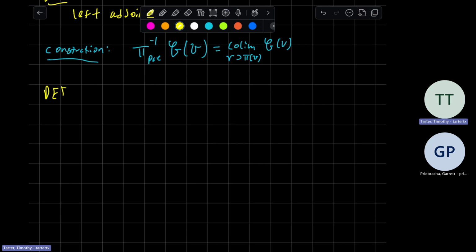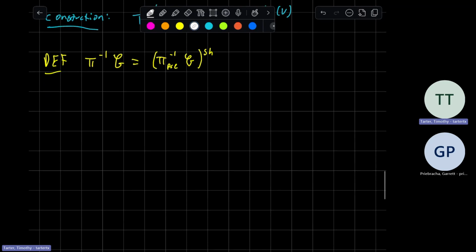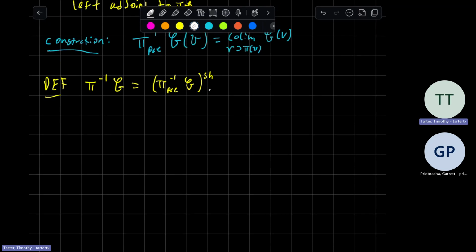Now we can define the inverse image sheaf from this pre-sheaf as pi inverse G equal to the sheafification functor of that pre-sheaf. So we just take all the things that do agree. And so as a theorem, pi inverse and pi star are an adjoint pair.